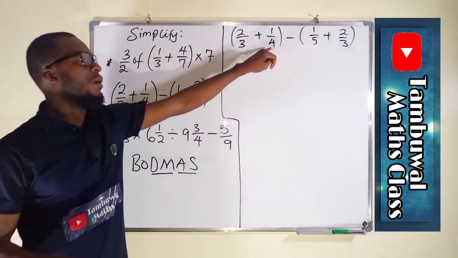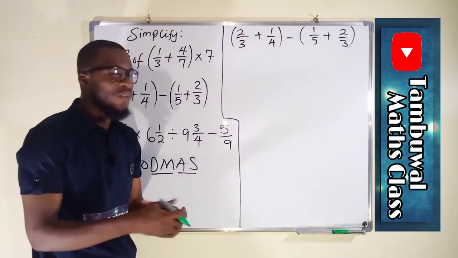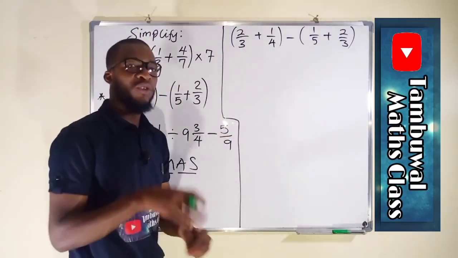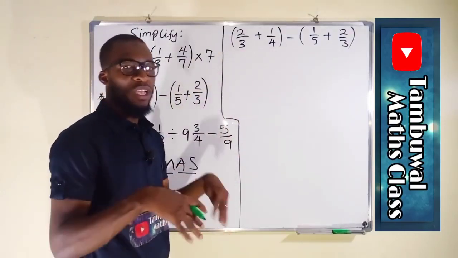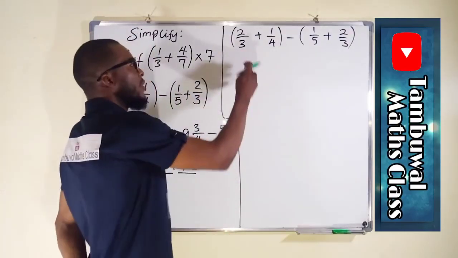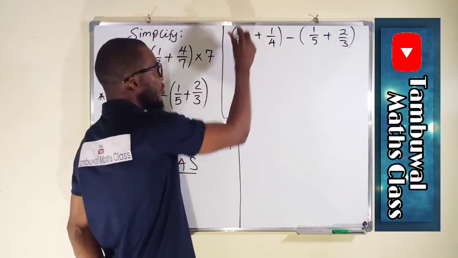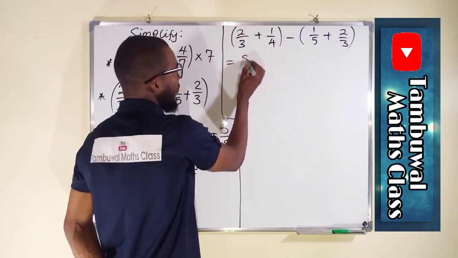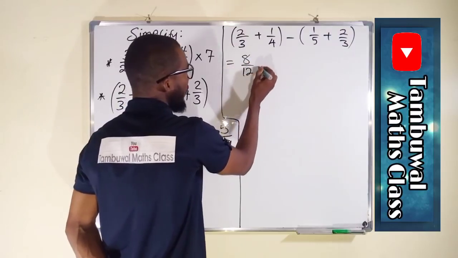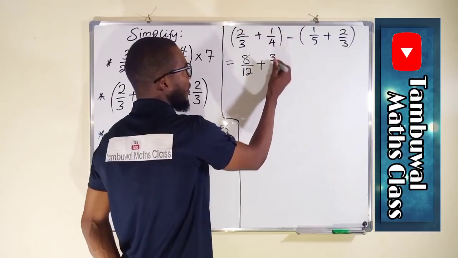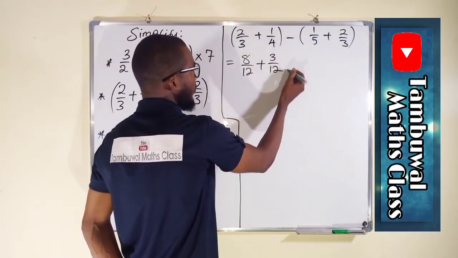Let us convert their denominators into the same value. The LCM of 3 and 4 is 12 because 12 is the smallest number in which 3 and 4 can go into without remainder. So to change this into 12, you have to multiply it by 4. You have to do the same to the top number. 4 times 2 is 8. 4 times 3 is 12. 3 times 1 is 3. 3 times 4 is 12.